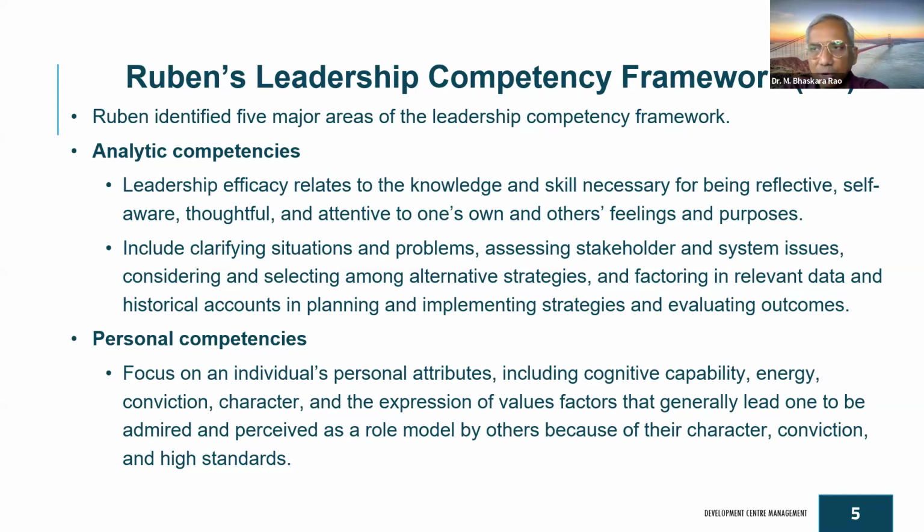And the second competency that Rubin has identified is the personal competencies. He should be able to focus on his personal attributes, including cognitive ability, energy, conviction, character, and the expression of values, factors that generally lead one to be admired and perceived as a role model by others. I think this is very, very important.